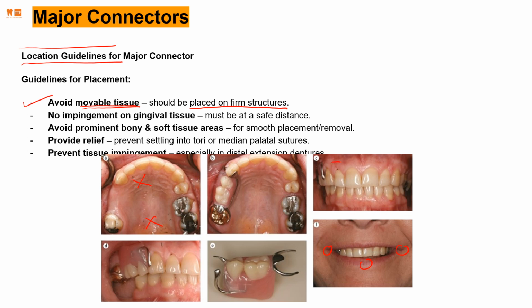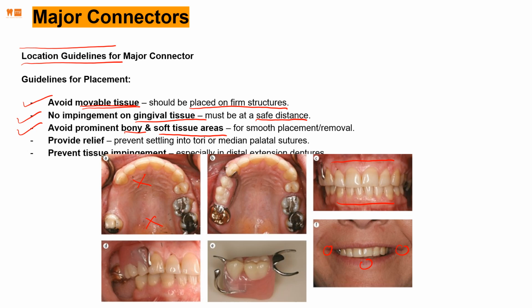The alveolar mucosa, which is keratinized and rigid. There should be no impingement on the gingival tissues, and that kind of links to the first point, right? It must be at a safe distance from the gingiva, which is highly vascular, highly reactive tissue, and it supports the teeth, of course. It avoids the prominent bony and soft tissue areas.